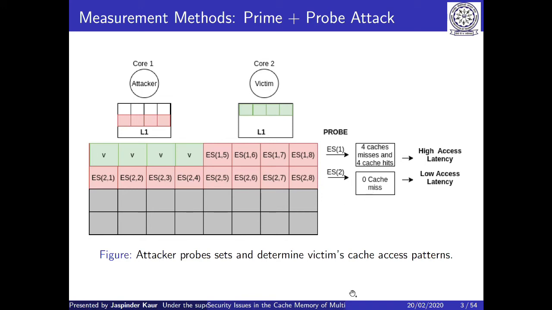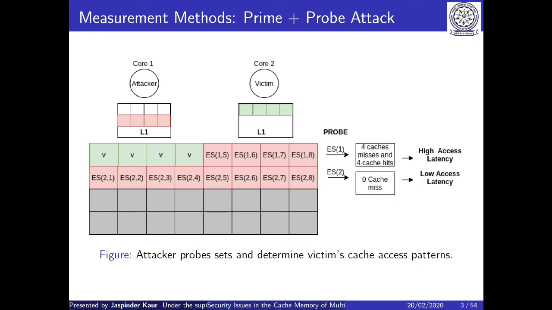So you can see that the access latency of set 1 will be very high because there are 4 misses, and the total access latency of set 2 will be very low. Based on this time difference, the attacker can easily understand which set is accessed by the victim. So in this situation, it is very clear that when the attacker finds that the access latency of set 1 is very high, it means that the victim accessed that set.